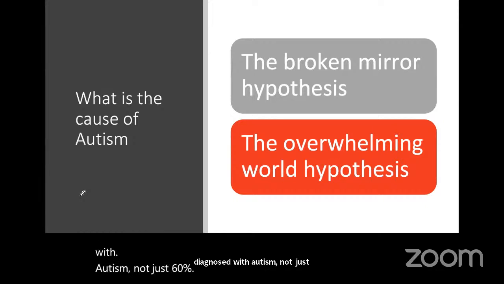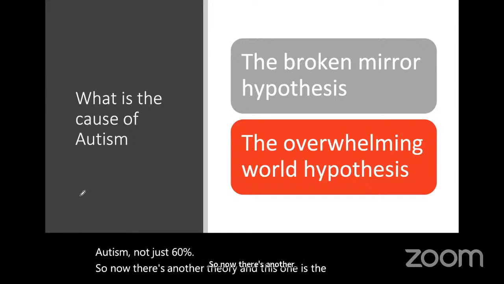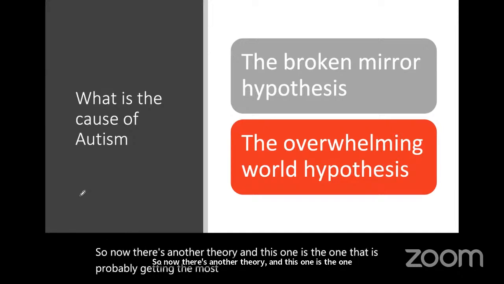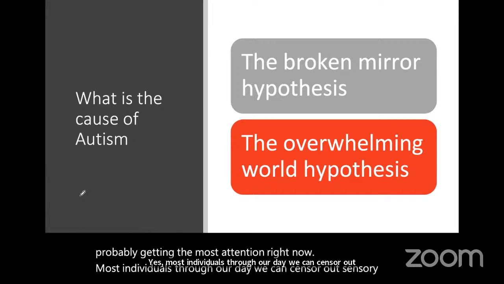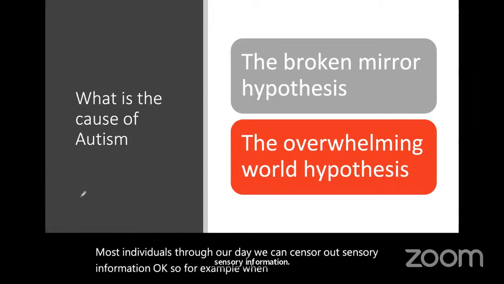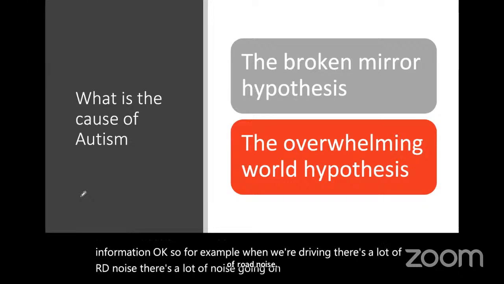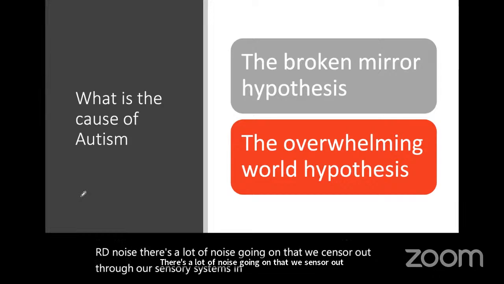So now there's another theory. And this one is the one that is probably getting the most attention right now. Most individuals, through our day, can censor out sensory information, okay? So for example, when we're driving, there's a lot of road noise, there's a lot of noise going on that we censor out through our sensory systems. In our limbic system and whatnot, we have these filters, okay?